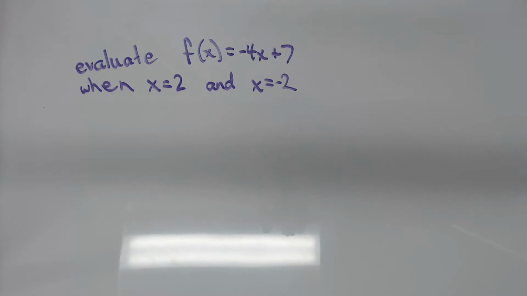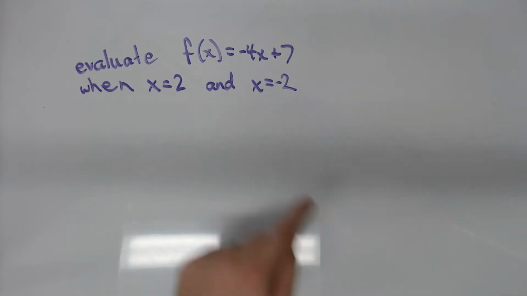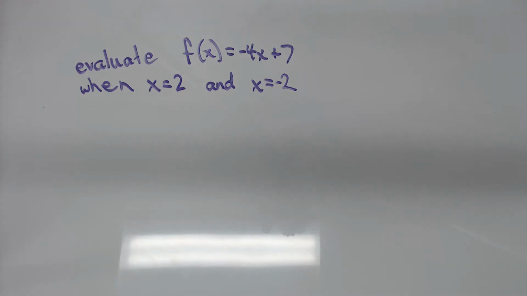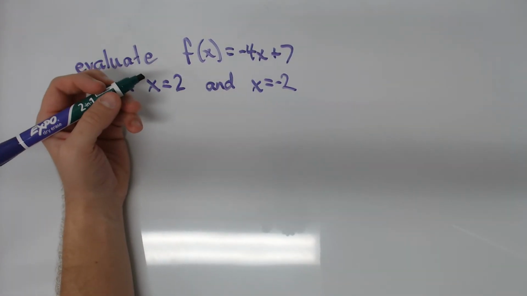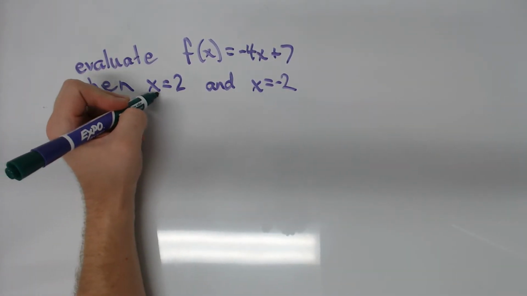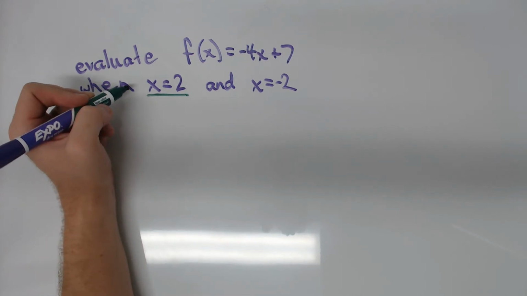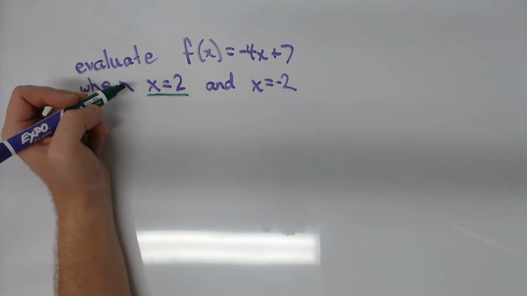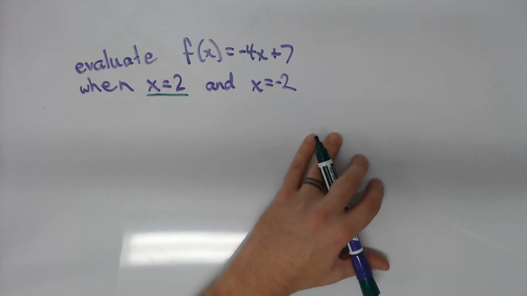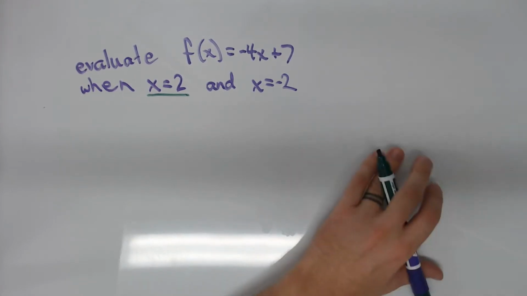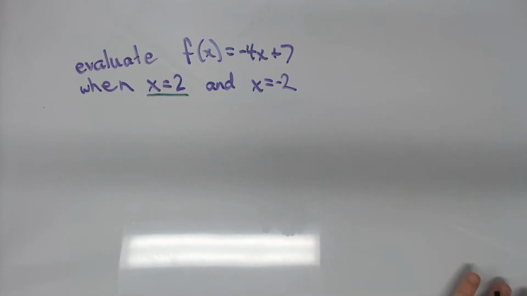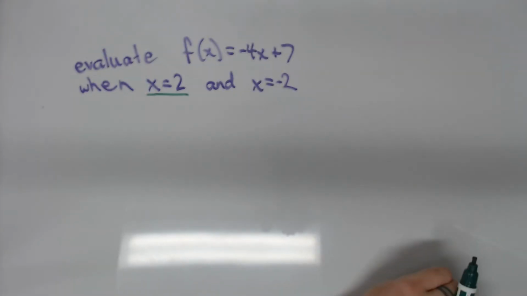Here we've got our first quick example. Evaluate the function f of x equals negative 4x plus 7 when x equals 2 and x equals negative 2. This means input, plug it in for x, and we want to find the output. When things are written in function notation, the intent is for you not to have to do algebra steps. The intent is for it to be organized so there's a clear input and a clear output.